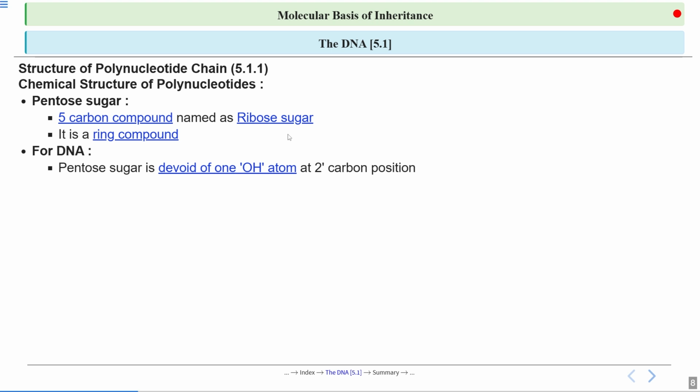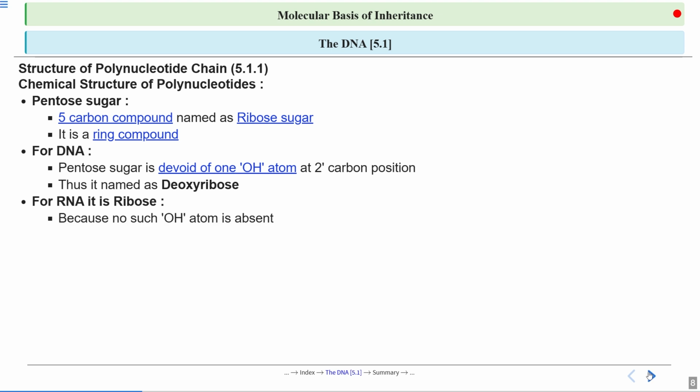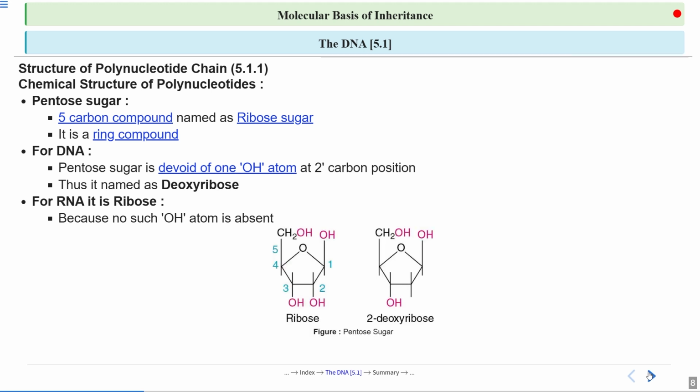Why is it called deoxyribose sugar? Because at the 2' carbon position of this sugar, it is devoid of one OH group. Means there is no OH group at the 2' carbon position. That's why for DNA, we call it deoxyribose. Thus it is named deoxyribose, devoid of one OH group at the 2' carbon position. But for RNA, it is ribose only, because the OH group is not absent at the 2' carbon position. There is a presence of an OH group at the 2' carbon position.